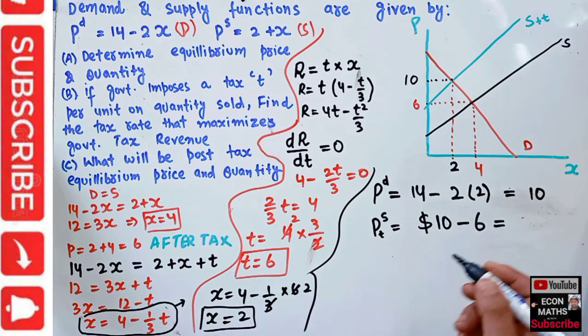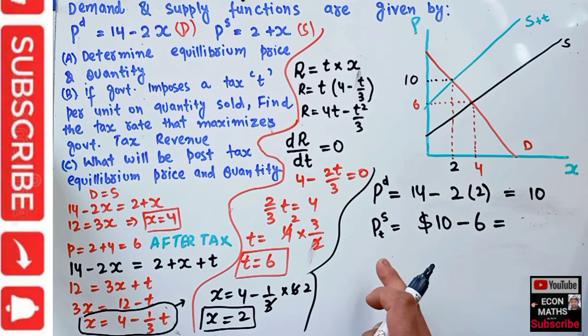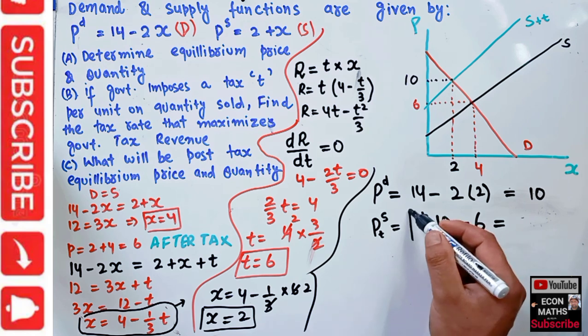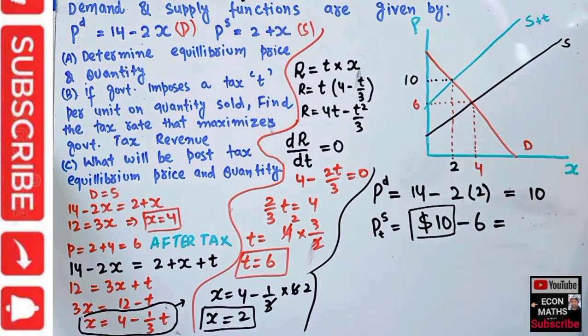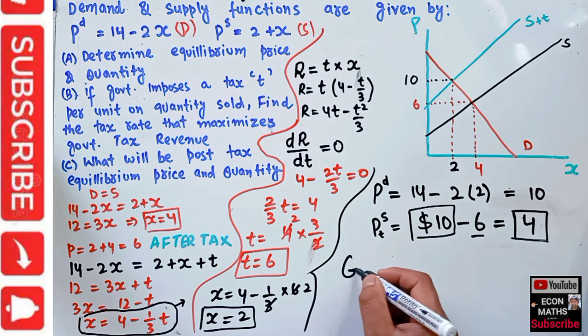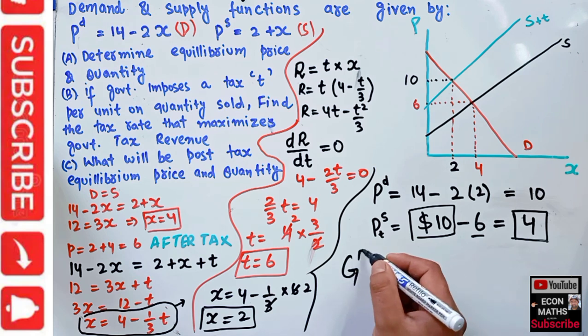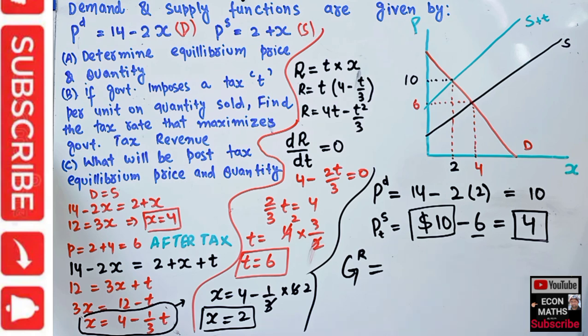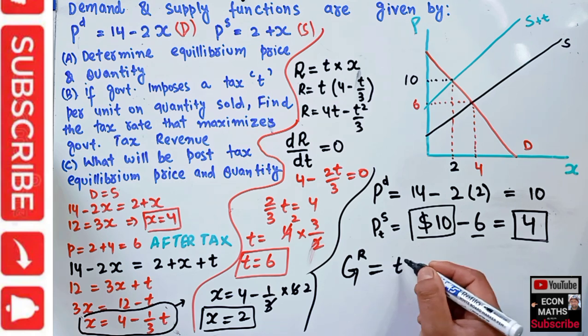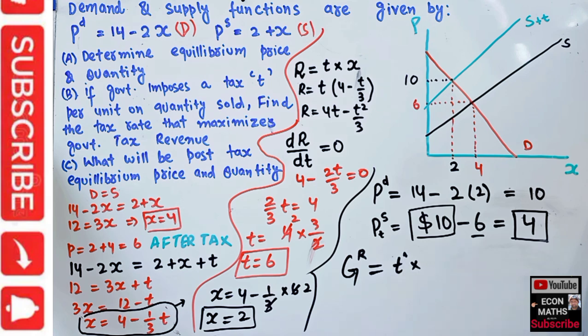Okay, so the price that the sellers will be getting will be equal to the price that the consumers pay minus the tax rate, so that will be equal to 4. Also, we can find out the government tax revenue. Let's denote it by G superscript R. So government revenue will be equal to the tax rate times the quantity transacted after the imposition of tax.